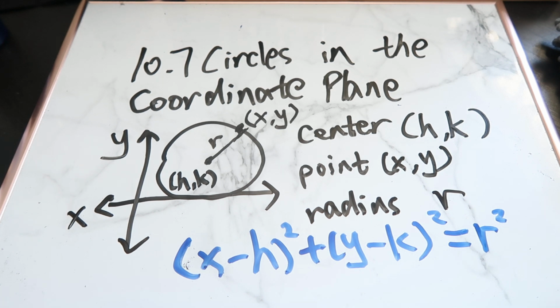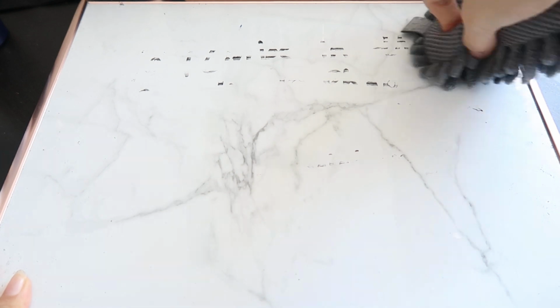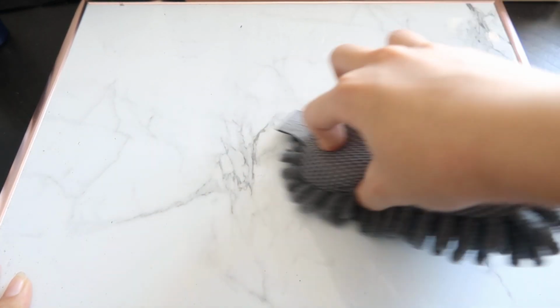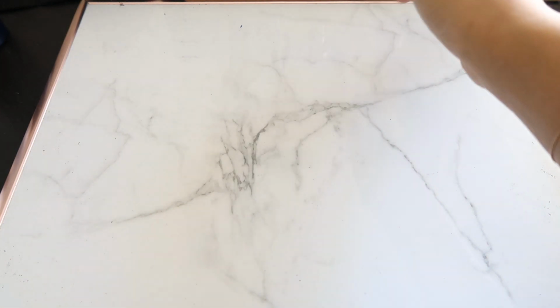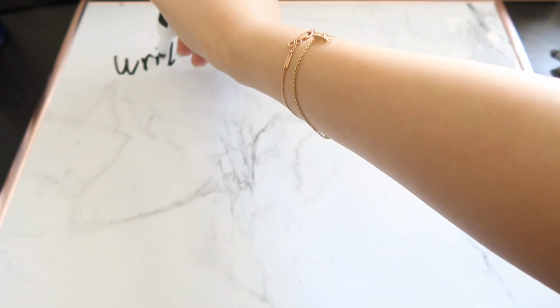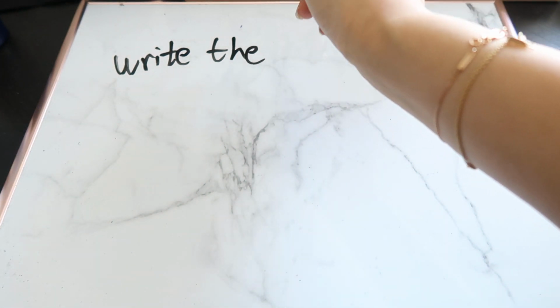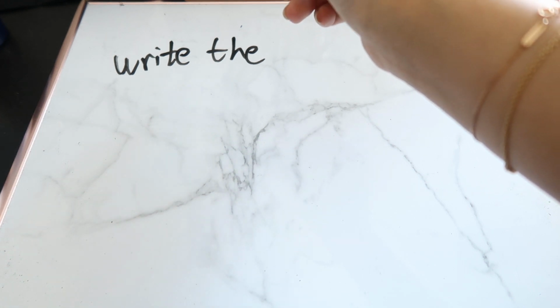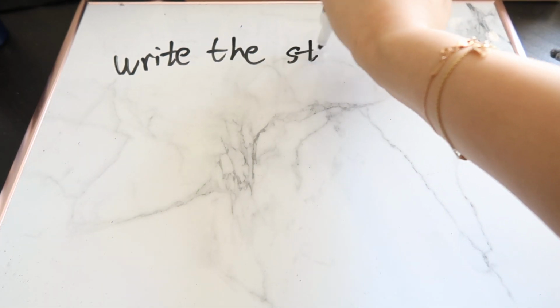Alright, so let's take a look at, we'll do about 3 or 4 examples today. Let's start with number 1. For today's examples, we'll need to write the standard equation, which is the format you just saw. It's (x minus h) squared plus (y minus k) squared equals r squared. That's called the standard equation.